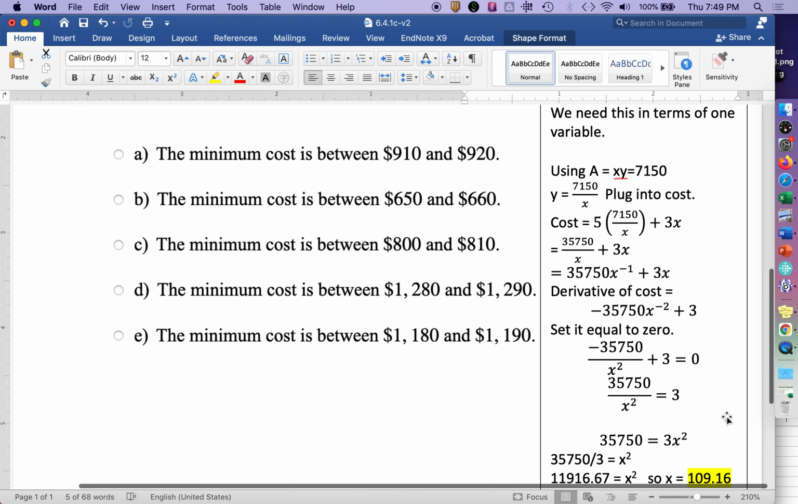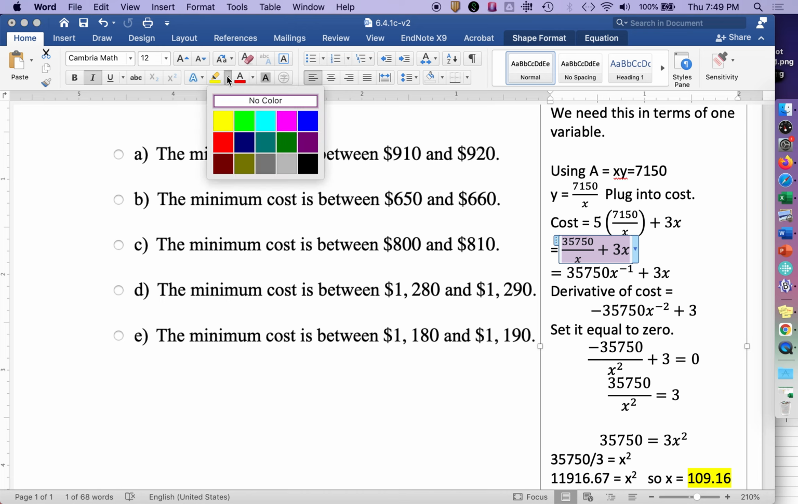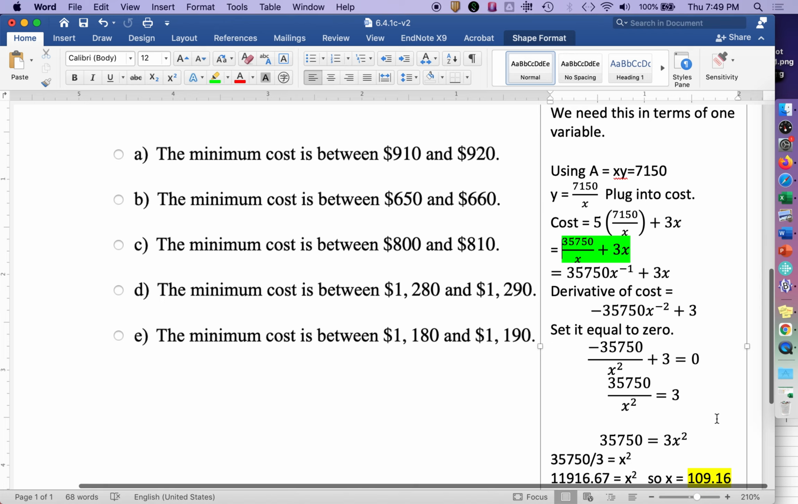Okay, the question did not ask me what are the dimensions. It asked me what is the minimum cost. So after I find this value that gives me the minimum cost, I'm actually going to have to plug it in to find the cost. Okay, cost was up here. This is our cost equation. That's what I want to plug it into. So I want to do 35,750 divided by 109.16 and then plus 3 times 109.16.